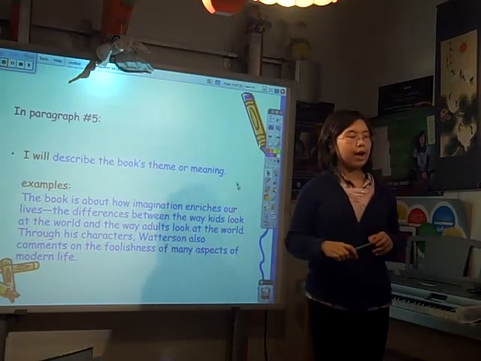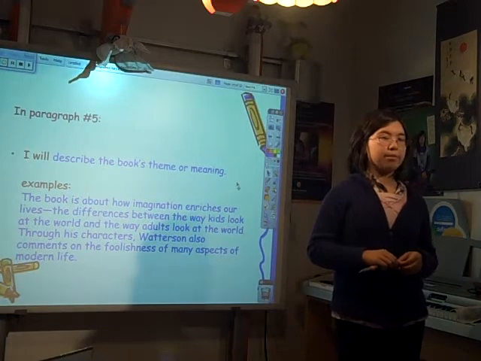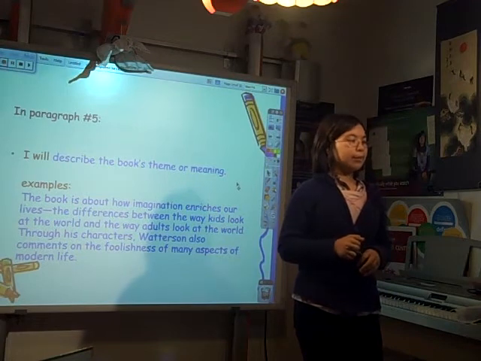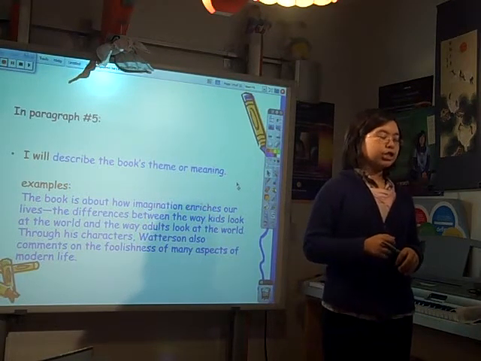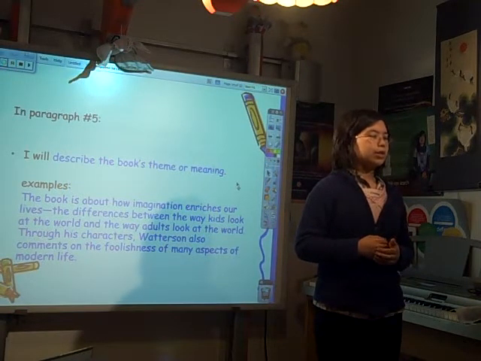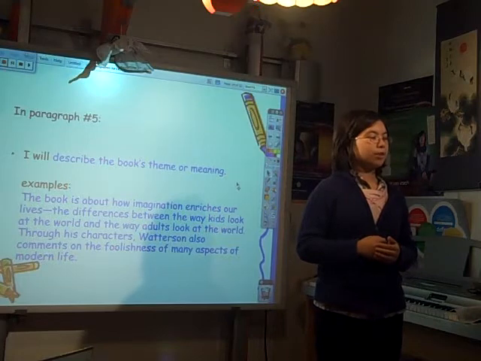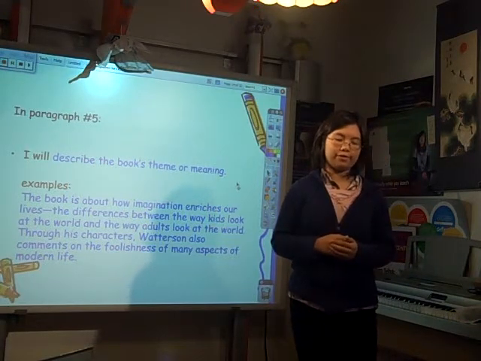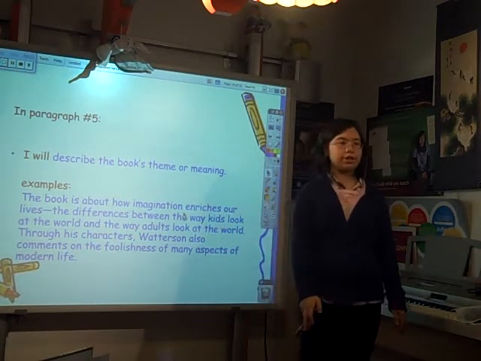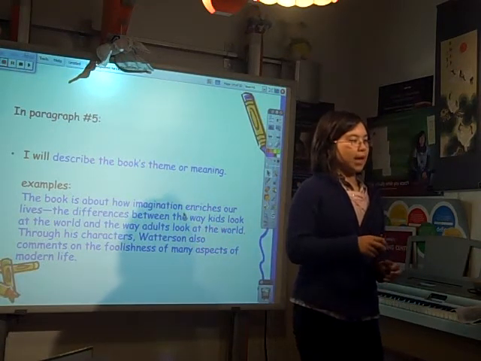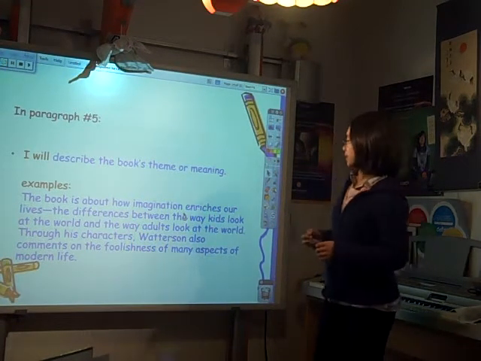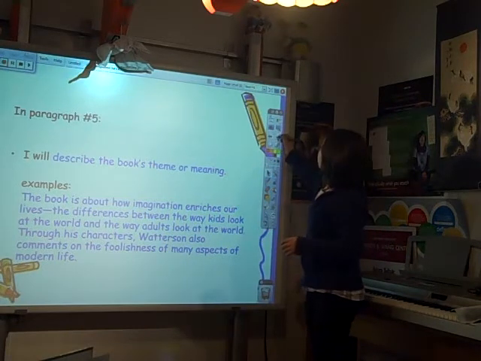And in paragraph number 5, we're going to be discussing the book's theme or meaning. So the book's theme is also kind of its meaning, its message. For example, the book is about how imagination enriches our lives, the differences between the way kids look at the world and the way adults look at the world. Through his characters, Watterson also comments on the foolishness of many aspects of modern life. So this is for Calvin and Hobbes, and the theme is about how imagination enriches our lives, the difference between the way kids look at the world and the way adults look at the world, and also the foolishness of many aspects of modern life. So there you see the themes.